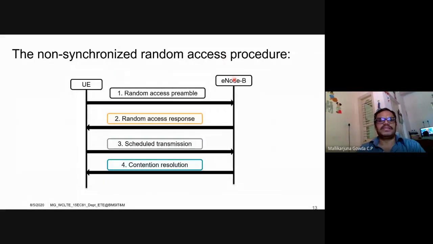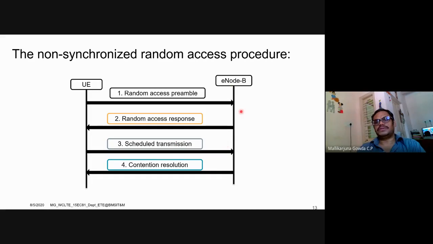So this is how the non-synchronized random access procedure happens between the user equipment and the ENB. In the first step, the user equipment will transmit this random access preamble to the ENB. The ENB will respond to this random access preamble by sending the random access response message to the user equipment. Then the user equipment matches what it transmitted and what it received. If it matches, then it will send the request for scheduled transmission.